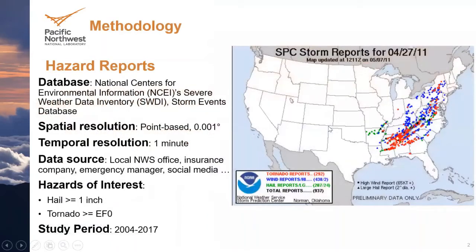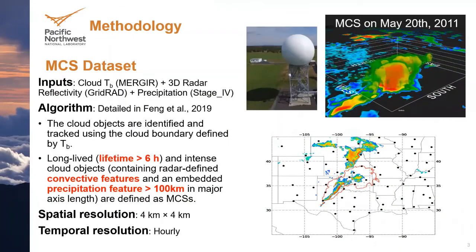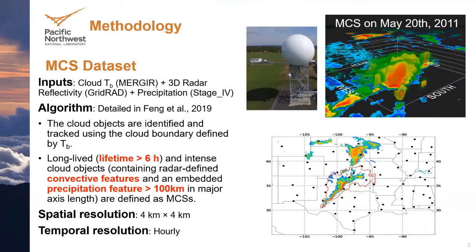The first is the hazards report obtained from the NCEI. Here we only consider hailstorm more than 1 inch and the tornado greater than enhanced Fujita scale of 0. The other data set is the MCS data set, which is developed at PNNL.